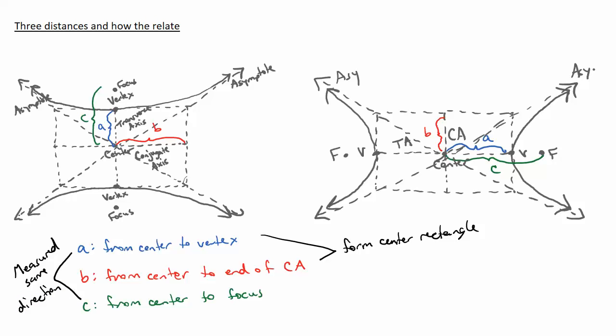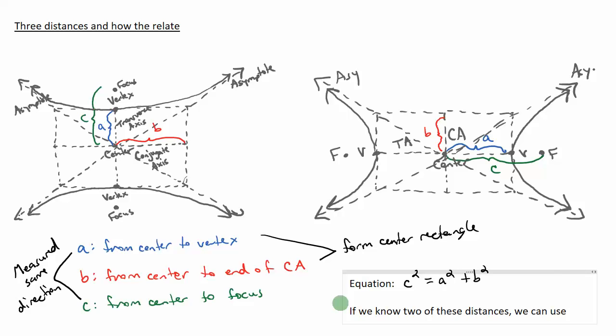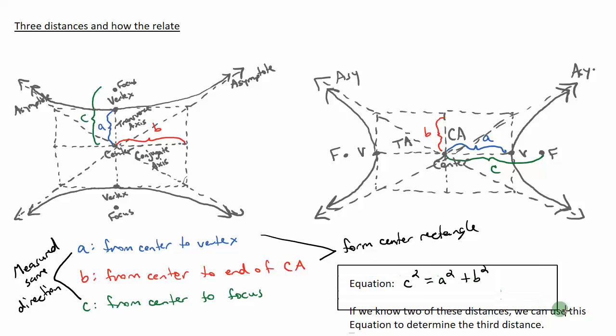Okay? Now, what's the relationship between those three things? The equation for those three things is exactly the Pythagorean theorem. C squared equals A squared plus B squared. So if we know two of these distances, we can use this equation to determine the third distance, which is very common. Lots of times you might figure out A and B, and then you'll plug those into this equation and solve for C. Or you might know C and B and plug those into the equation and solve for A. Okay, so that's what this equation is useful for. It's the relationship between those three very important distances.